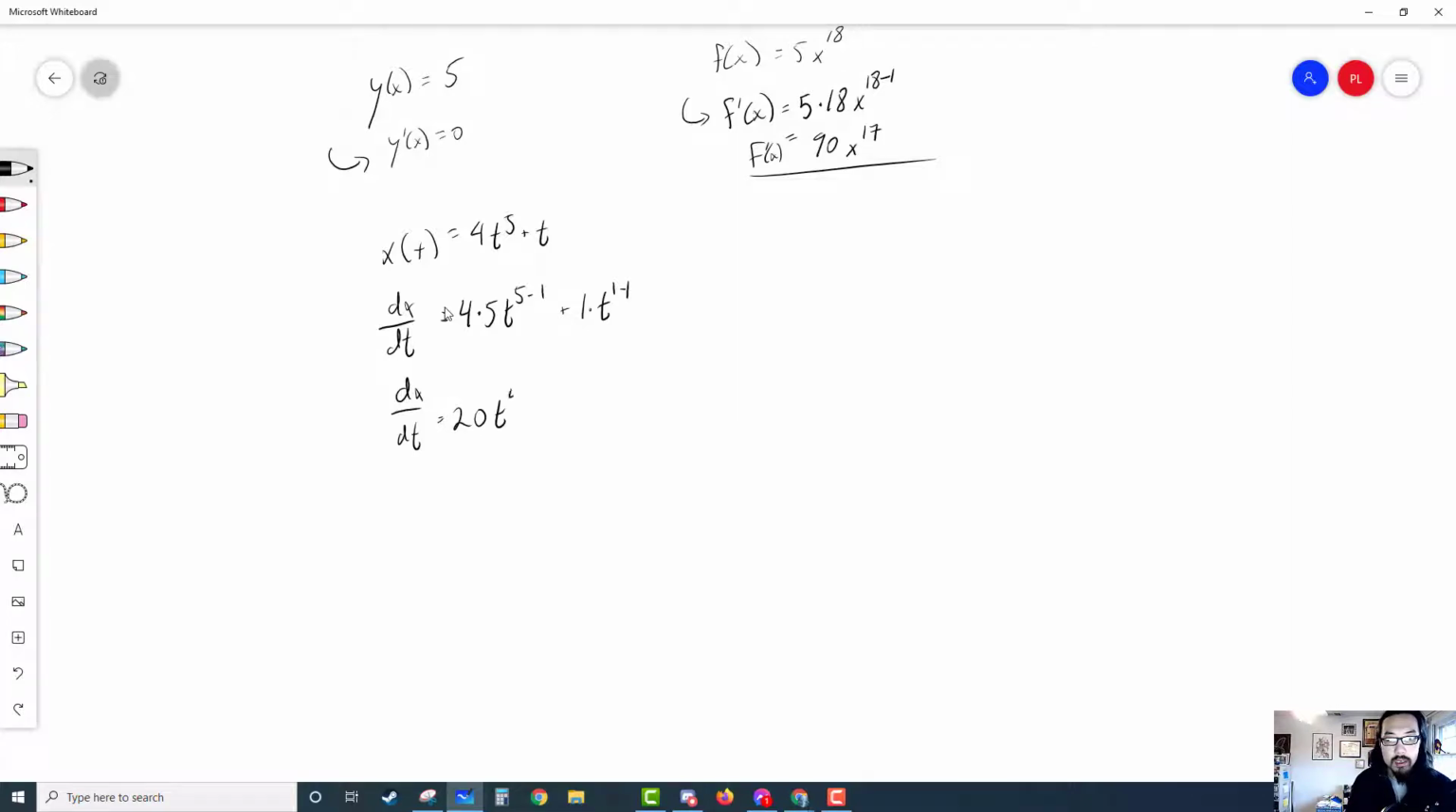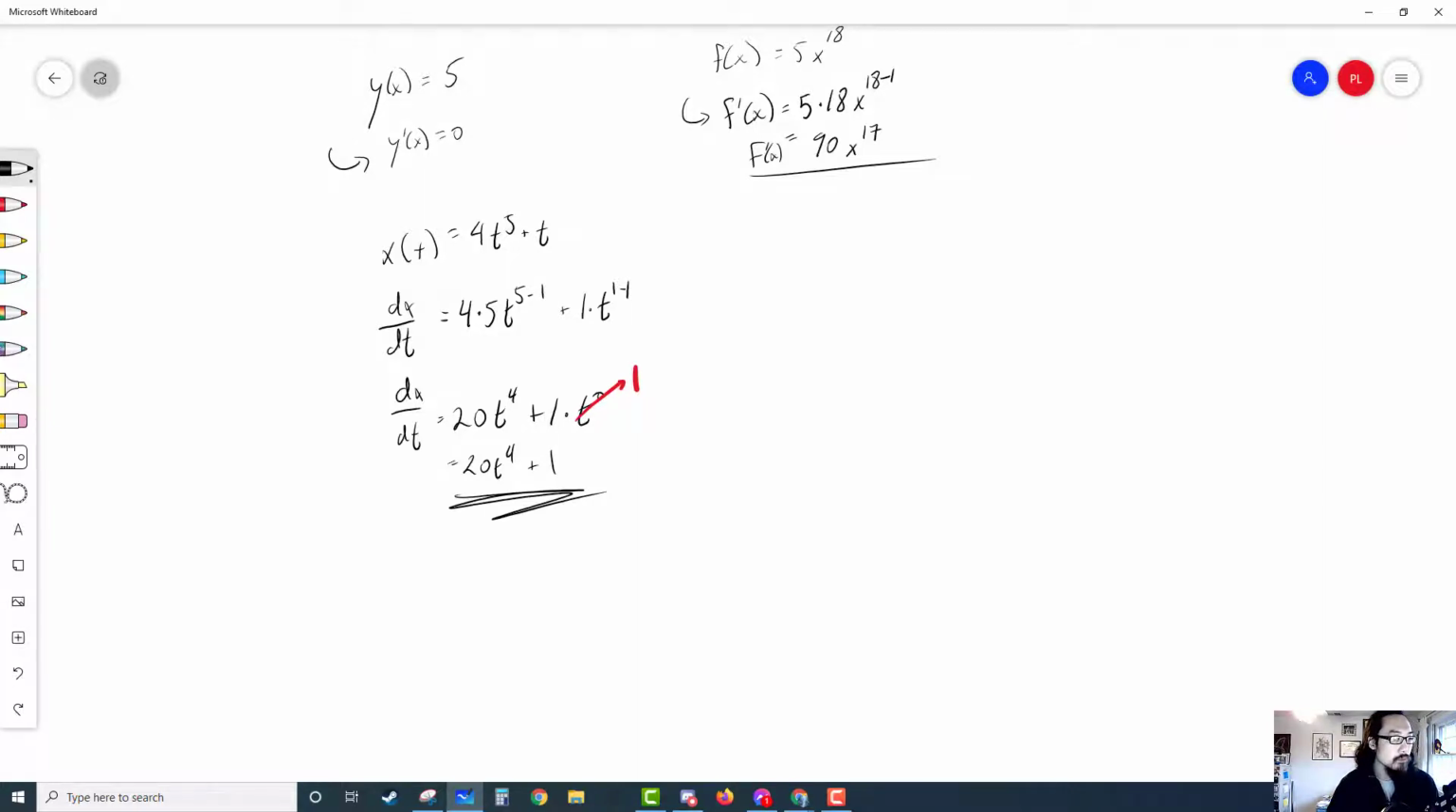t, 5 minus 1 is 4. 1 times t, but that's 1 times t to the 0. Whenever we have t to the 0, this just turns into 1. So our final derivative is 20t to the 4th plus 1. Alright, so this is our final derivative right there.